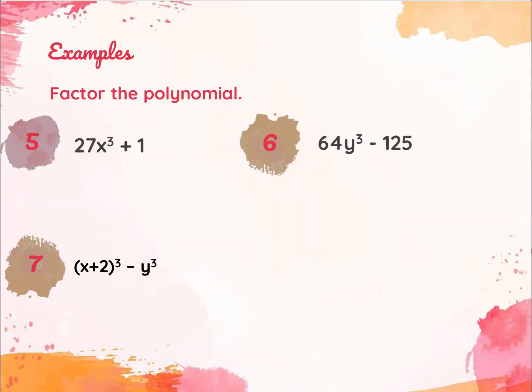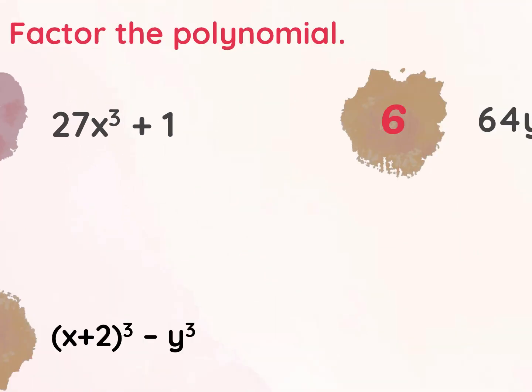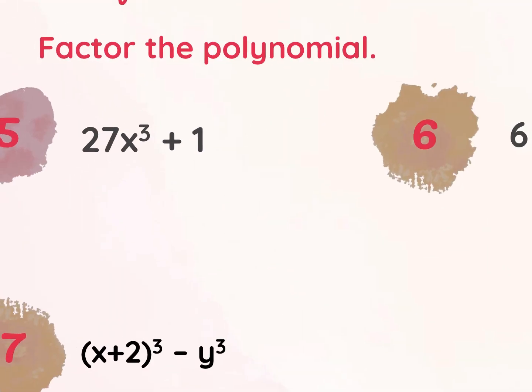All right, next. Factor the polynomial. Let's do this quickly. Is 27 a perfect cube? Yep. X cubed a perfect cube? Yep. 1 a perfect cube? Yes, so my binomial is going to be 3x plus 1. You guys agree? So then my trinomial is going to be what?